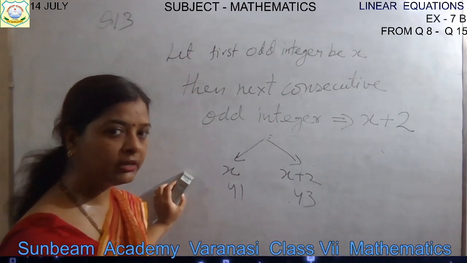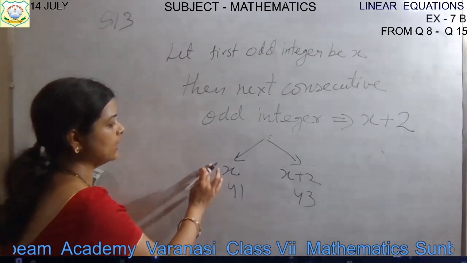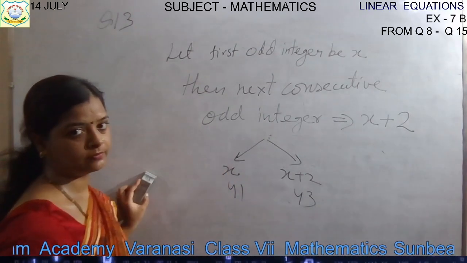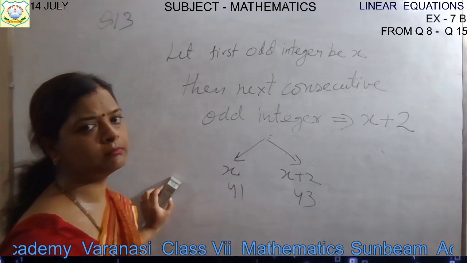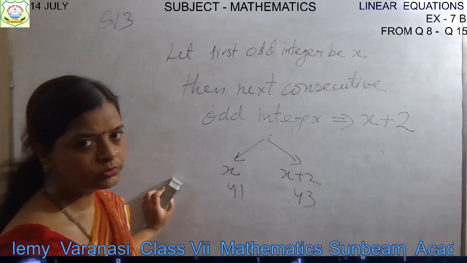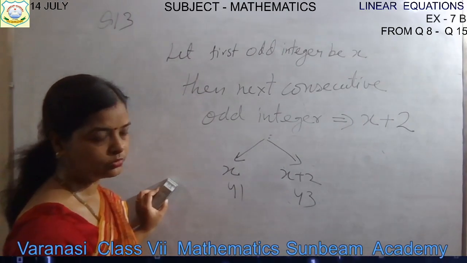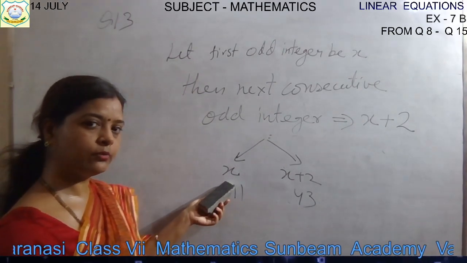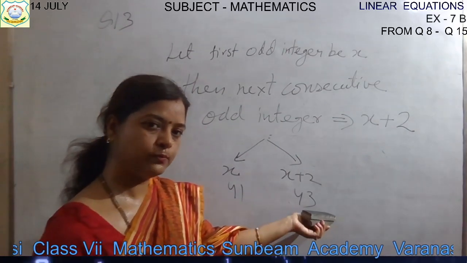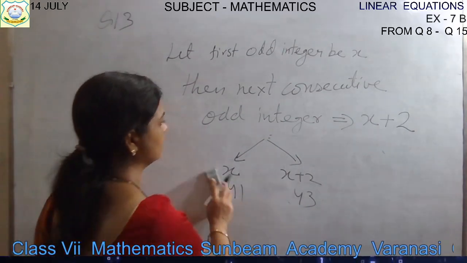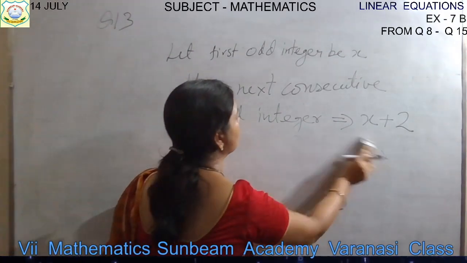In case of even numbers, you have to take twice of x here. Twice of x, why? Because all the even numbers will be multiples of 2. If it is 1, then also 2 into 1 will come as 2. So in that case you can write it as 2x. Then the next one will be 2x plus 2. Okay. There is one question for even numbers also, children, that you have to solve in your homework copy.